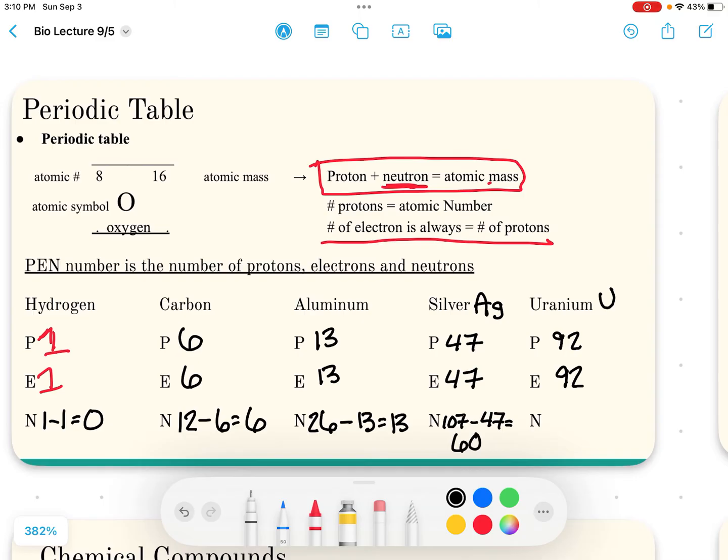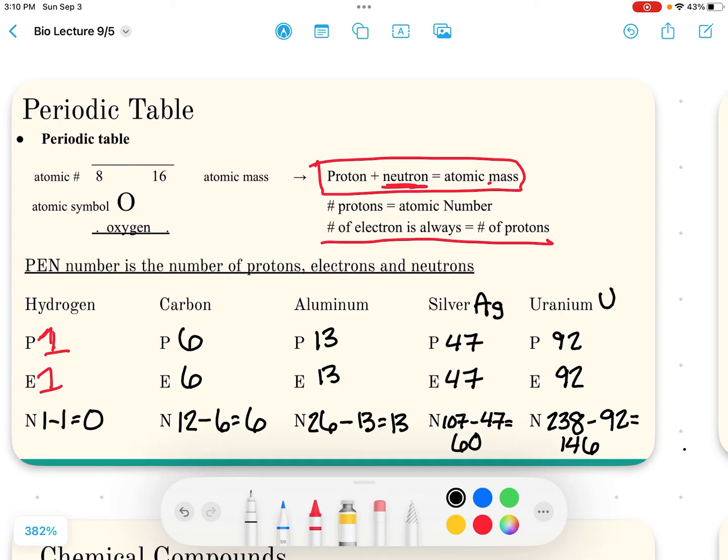And now we can solve for its number of neutrons. So we're going to take the atomic mass, which is 238, minus 92, the number of protons. 238 minus 92, we get 146.